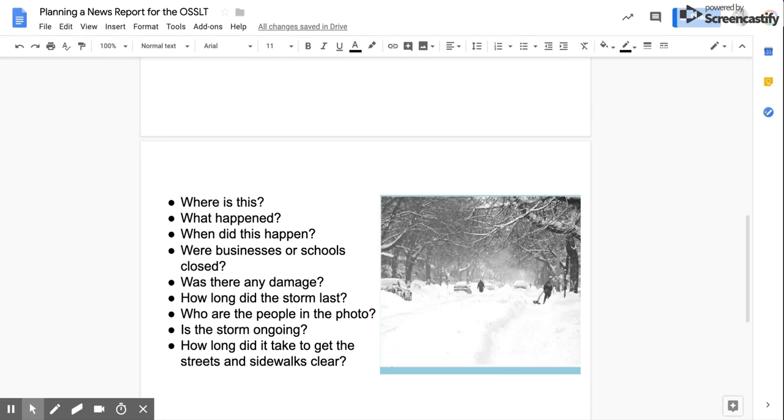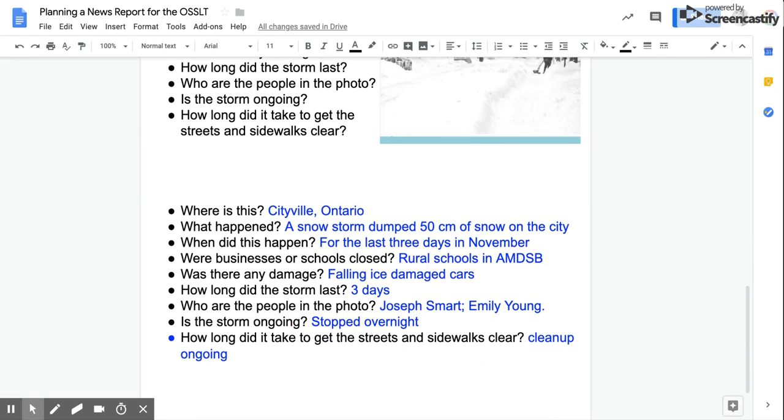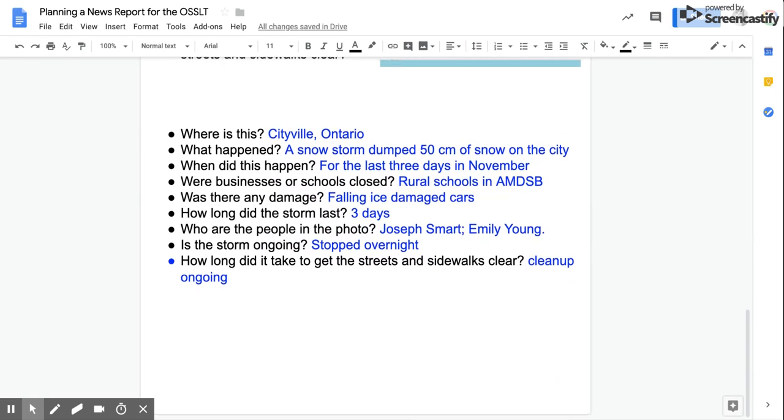So then my next step, as I plan this out, is to develop some fictional details that would satisfy these questions. And that kind of looks like this. So I've decided that this is Cityville, Ontario. And what happened? Well, a snowstorm dumped 50 centimeters of snow on the city.